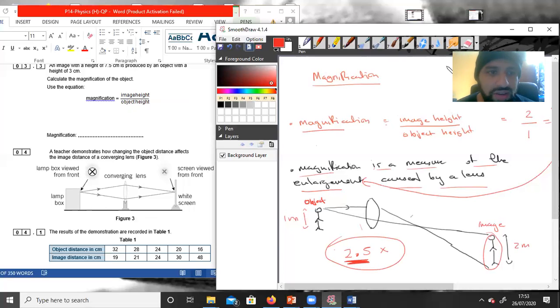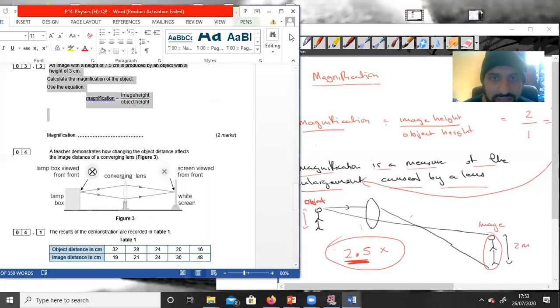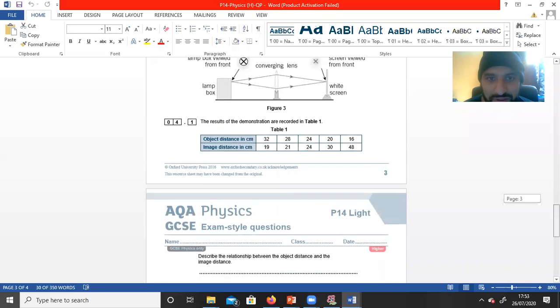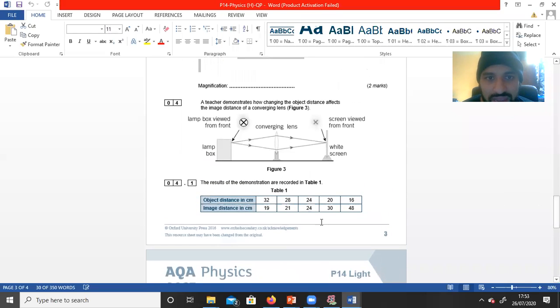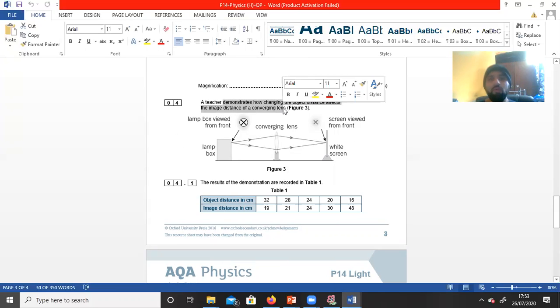Okay, let's move on. So now, question number 4, we're going to do. Question number 4 is interesting. It talks about relationship. We learned about it, to be honest. So look, you've got a lamp box releasing light, and this light goes through your lens. Your lens focuses this light. Now, a teacher demonstrates how changing the object distance affects the image distance of a converging lens. We learned earlier that the further or closer your object gets from the lens, it affects how far the image is from the lens on the other side. And you've got that in your notes.